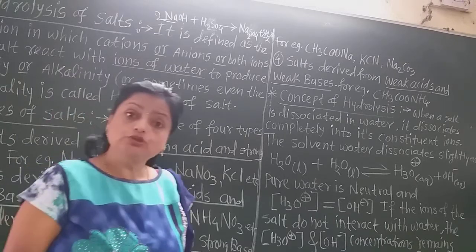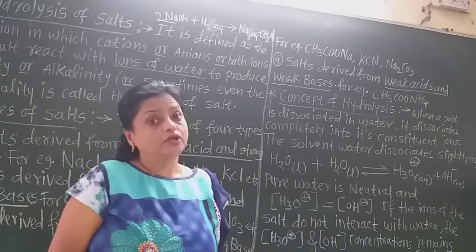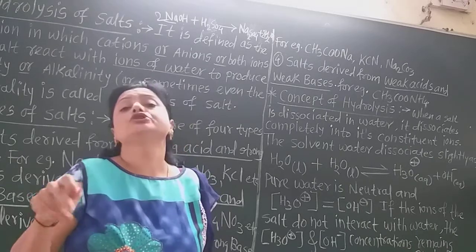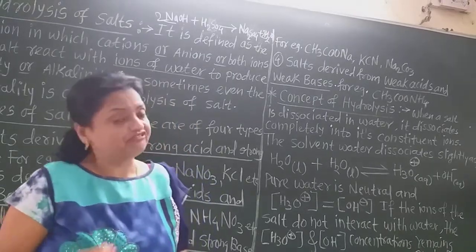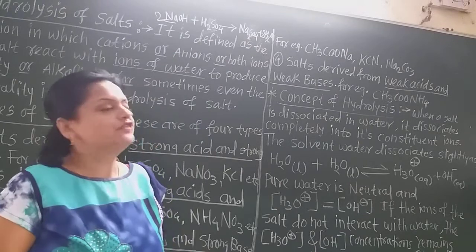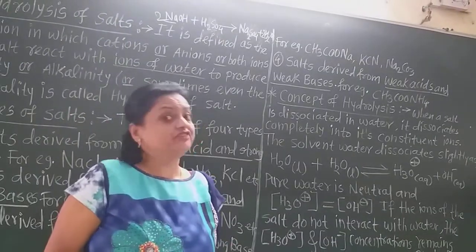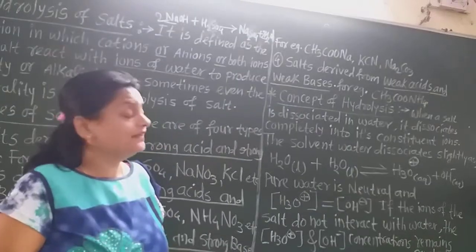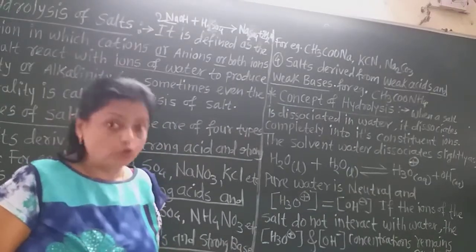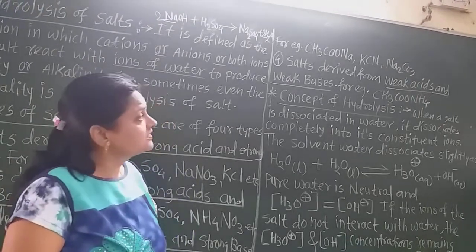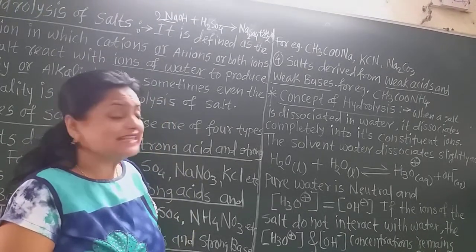Again Na2CO3, sodium carbonate. Here NaOH is the strong base, but H2CO3, carbonic acid, is the weak acid, and this is a salt of a strong base and weak acid, Na2CO3, sodium carbonate.